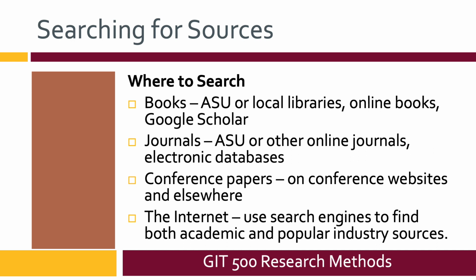Of course, the internet's a good source, but you have to make sure that the information that you're quoting or using is reliable. So you need to be careful about those kinds of sites. You can use search engines to find both academic and popular industry sources. One word to the wise, Wikipedia is not a reliable source. So don't ever quote anything directly that you learn from Wikipedia. Don't cite anything with Wikipedia.